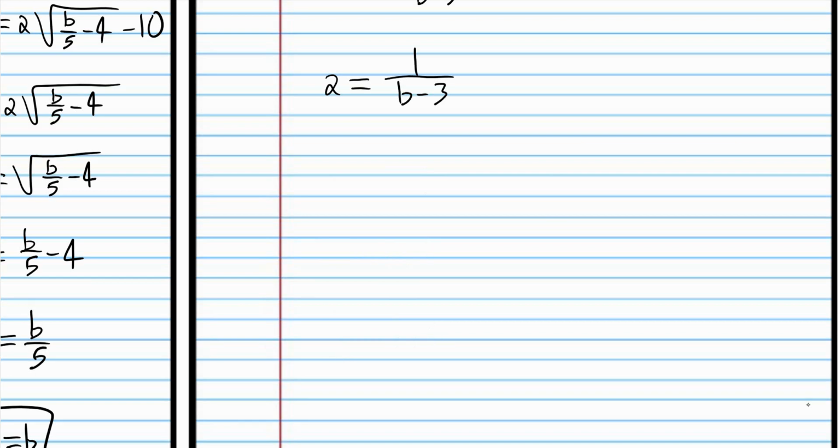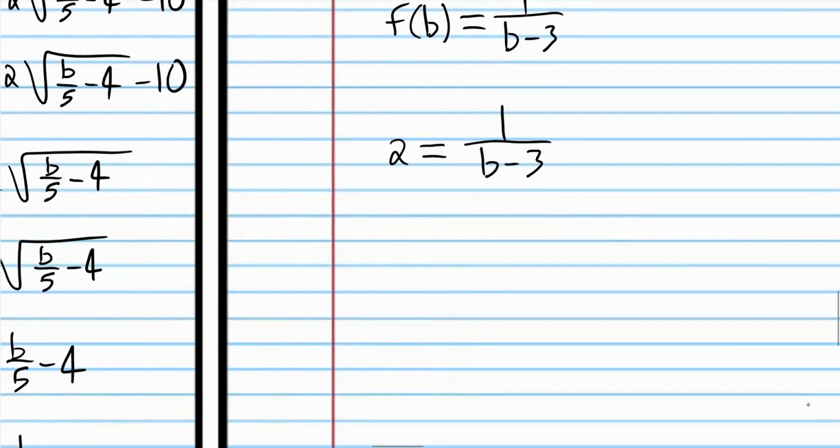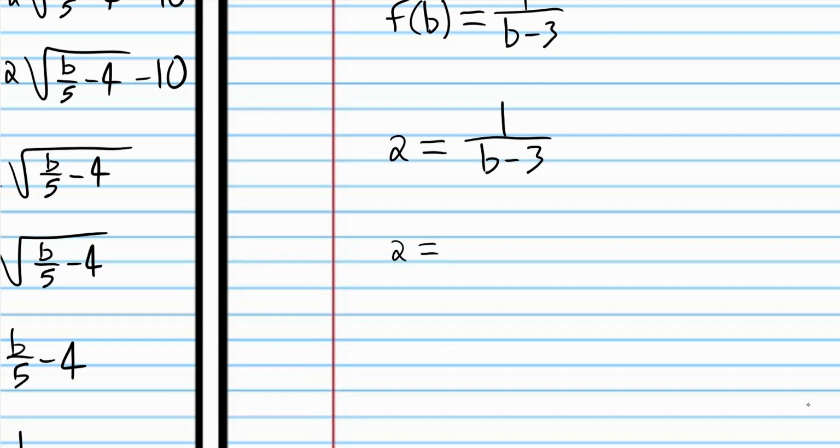Another way to do it is to multiply both sides of the equation by b minus 3, because that's going to get rid of the fraction. Then we have 2b minus 6 is equal to 1. These are going to cancel out.